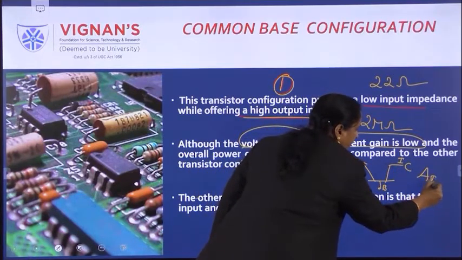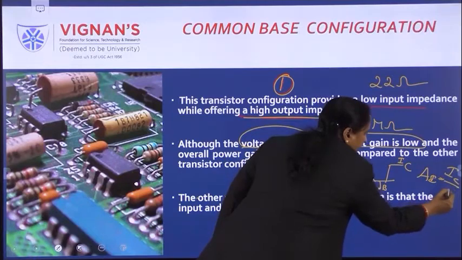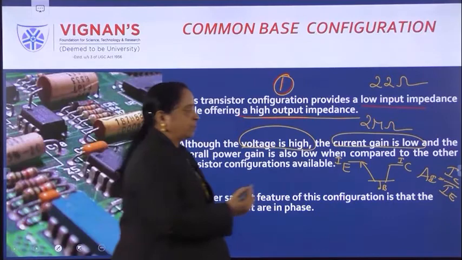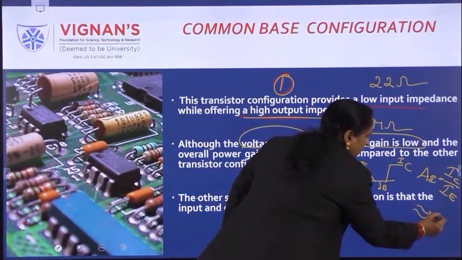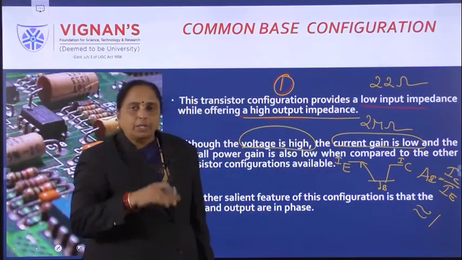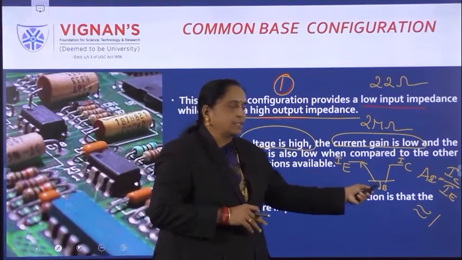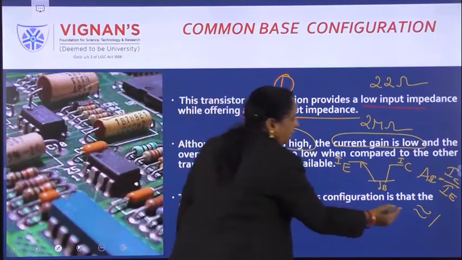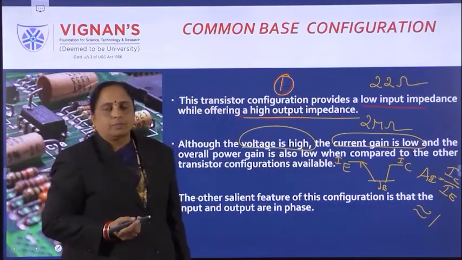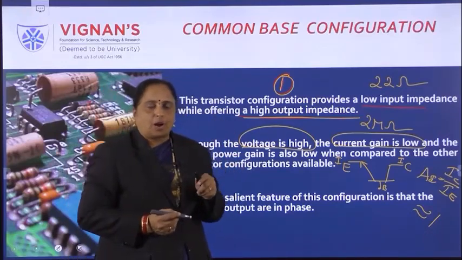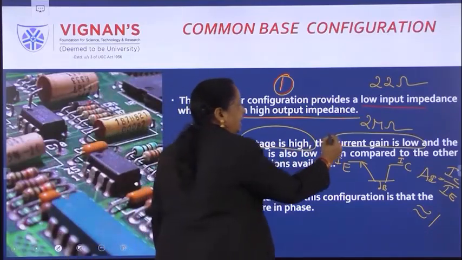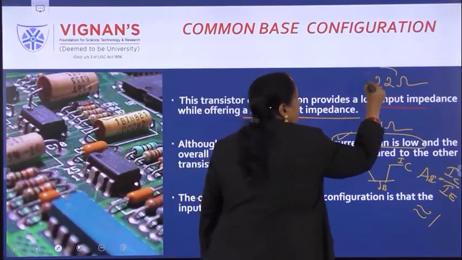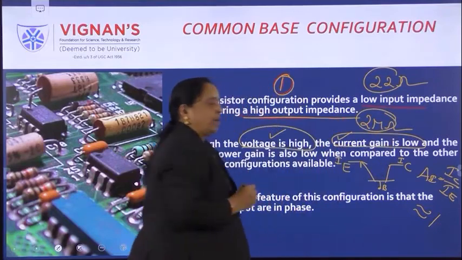So what is the current gain here? Collector current by emitter current. If IE is equal to IC, current gain is approximately equal to 1 only. Current gain is 1. But in practical cases, some recombination takes place in the base, so IC is less than IE. Therefore, it is approximately equal to 1 also. Therefore, one of the drawbacks of common base configuration is that the current gain is low, but voltage gain is very high. Input resistance is very low. Output resistance is very, very large.